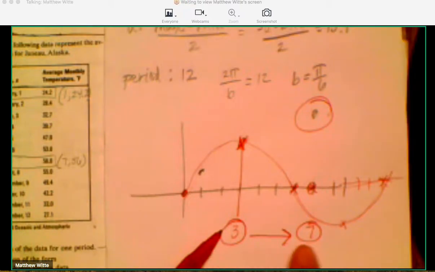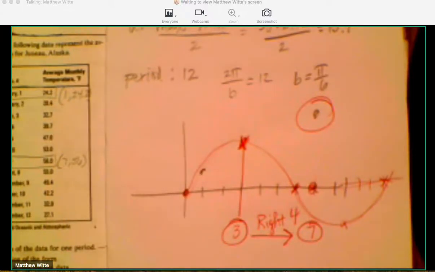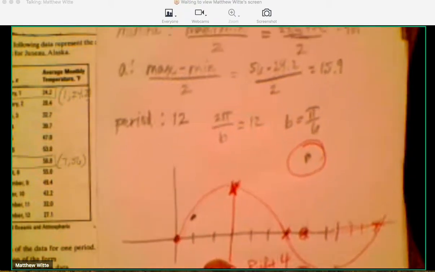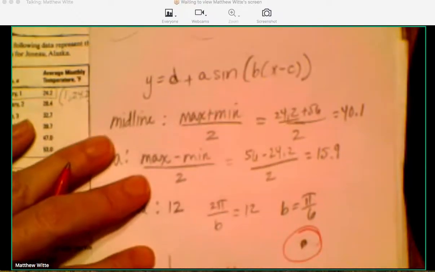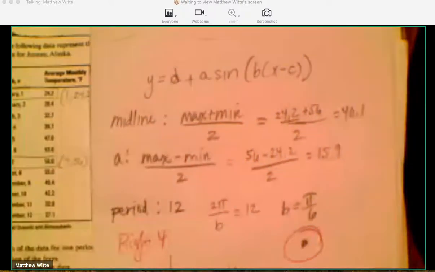So what is that shift? The shift that I have to make is I need to move right 4. Okay, I need to move right 4 months, which means I need to put x minus 4. Hopefully that made sense. So that's all of my data. So I need right 4.